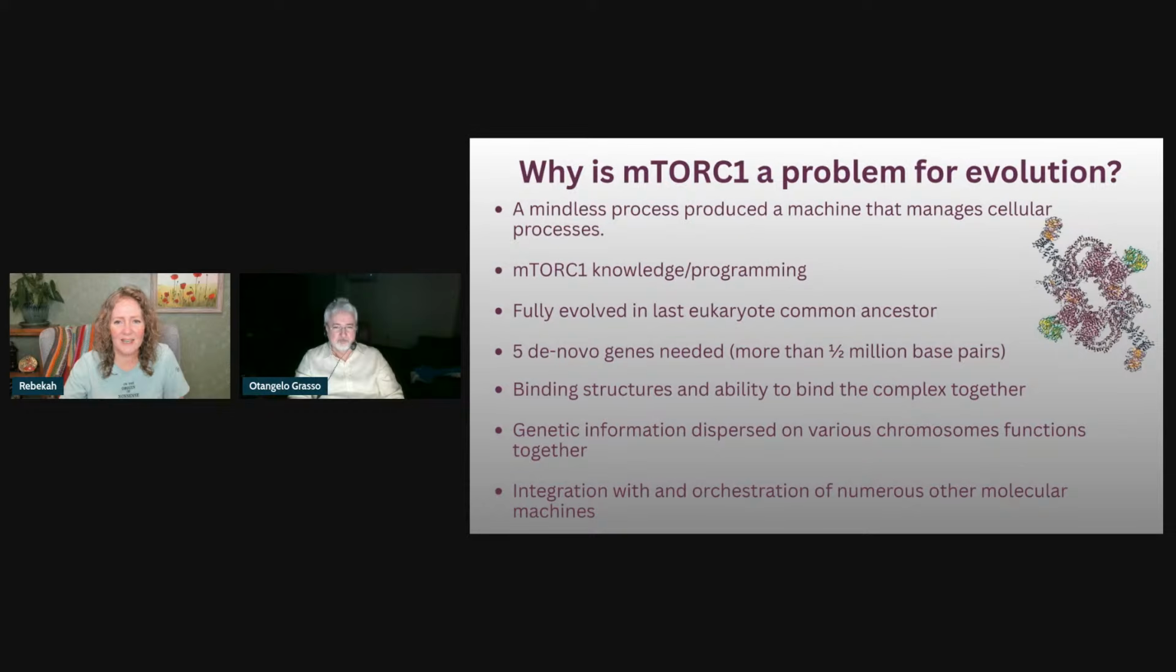And it directs about 100 different proteins, which are little machines. So why is this a problem for evolution? You're saying a mindless process produced a machine that manages cellular processes. Where did it get the knowledge? Where did it get programmed to know how to do that? Who programmed it? There is a who involved.